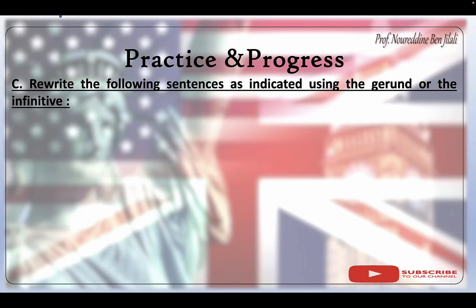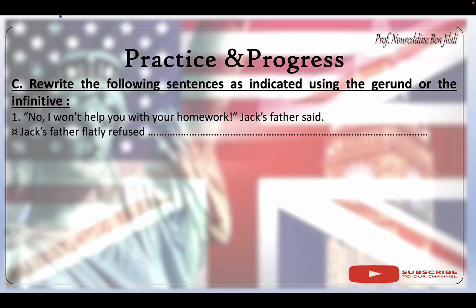Now C. Rewrite the following sentences as indicated using the gerund or the infinitive. Number 1. "No, I won't help you with your homework," Jack's father said. So we need to rewrite this sentence starting with "Jack's father flatly refused." The verb to refuse is followed by an infinitive with to, and the verb that we need here is help. So we can say, Jack's father flatly refused to help Jack with his homework.